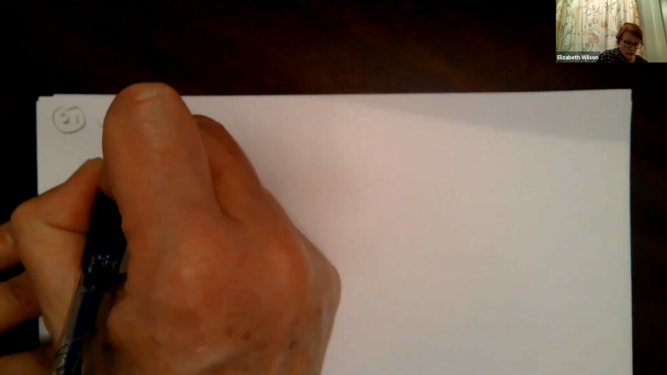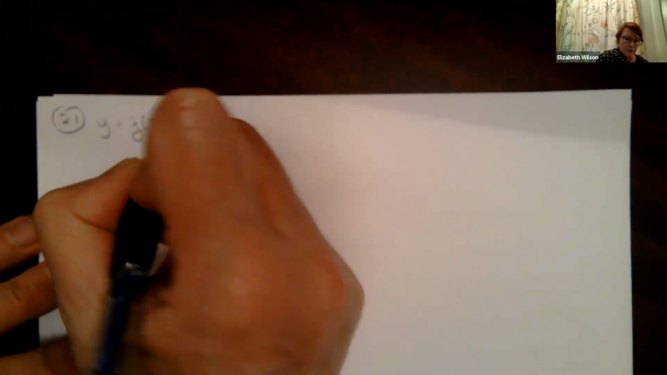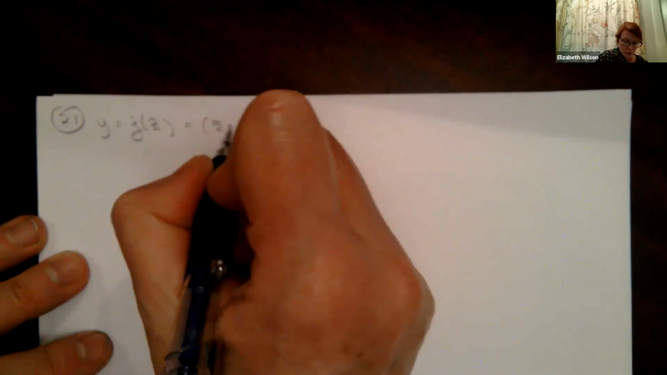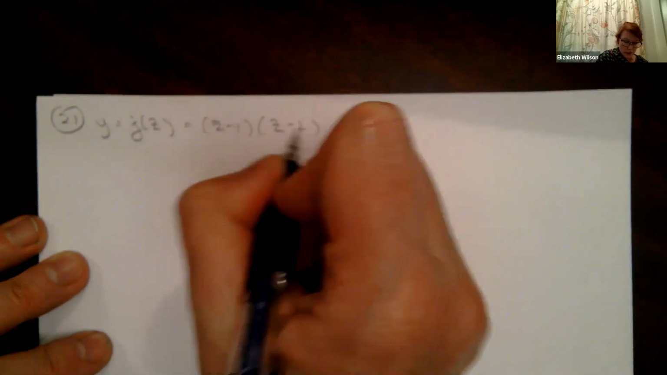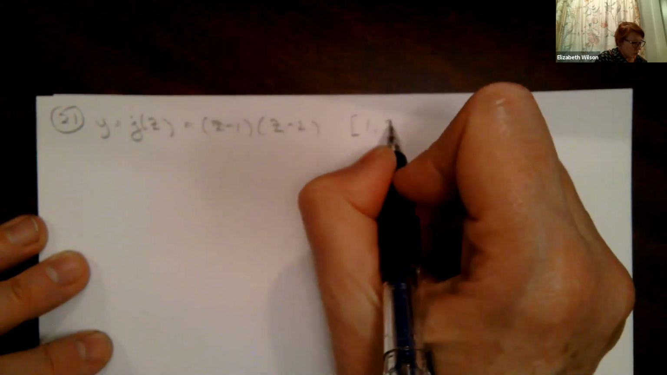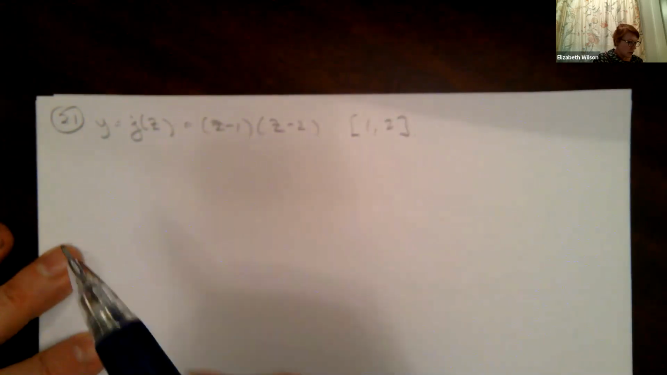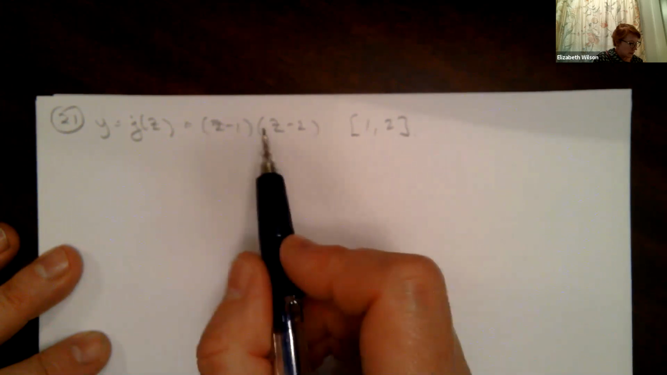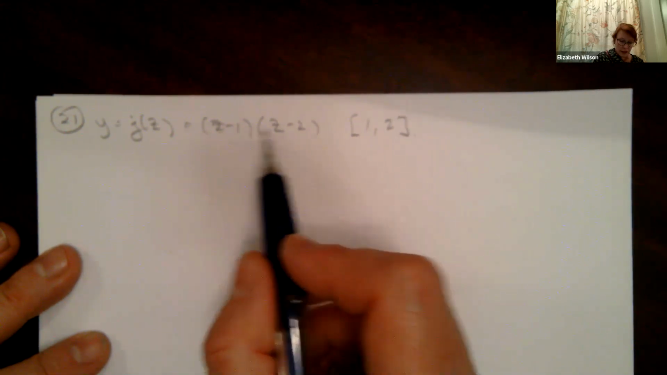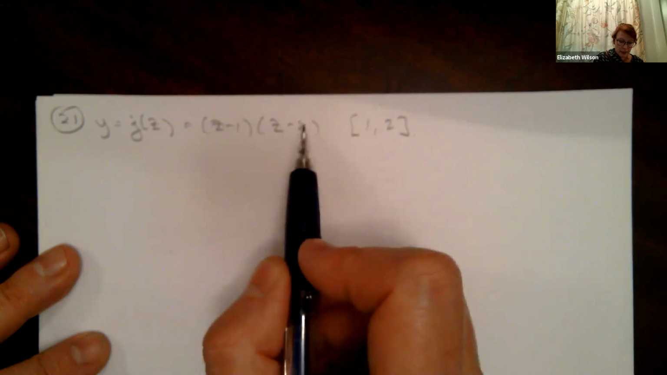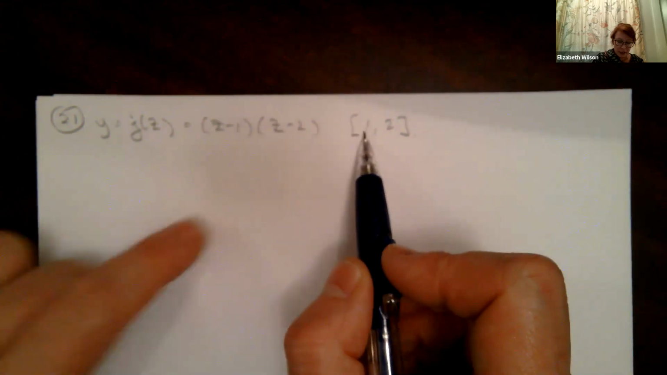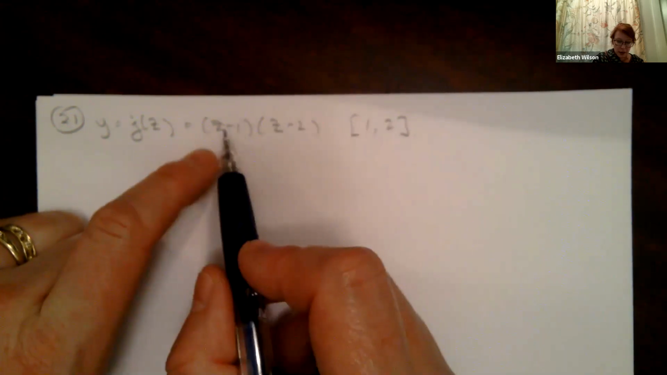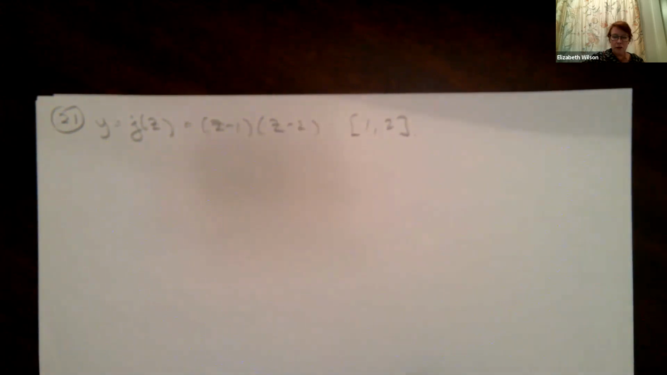All right, so this is question 21. We were given y equals j of z equals (z minus 1)(z minus 2). We're going on the interval 1 to 2. Now what we want to do is you can multiply this out if you want to, or you can leave it like this. Either way is fine. I think it might be easier to leave it like this. If I leave it like this, you can see along this interval that I have zeros at this particular point. You guys see that? Okay, it looks a little blurry.